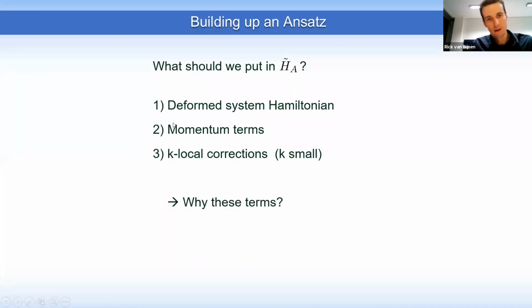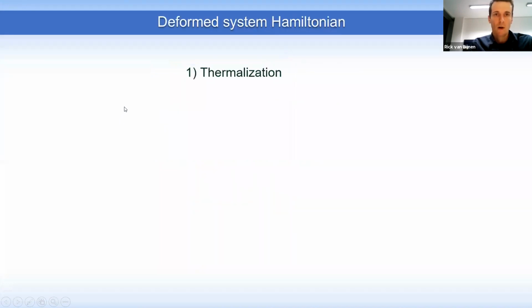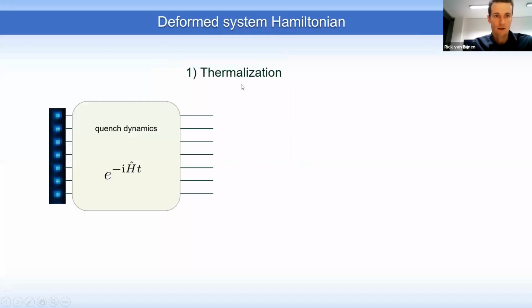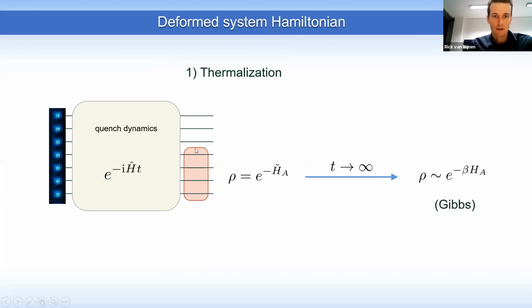So first, the deformed system Hamiltonian. One argument for this is just thermalization. It's well known that in many systems, when you do this quench dynamics for a long time, then eventually this subsystem thermalizes to a Gibbs ensemble. And here the H_A is really the system Hamiltonian on this reduced subsystem. So it's this guy here that we've been applying for a long time. And then if I look at this, we see, okay, our entanglement Hamiltonian apparently is of the same form as the system Hamiltonian. So that's one argument why we should take, well, not even a deformed system Hamiltonian, but maybe just the system Hamiltonian itself already.